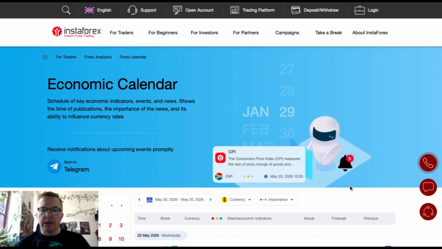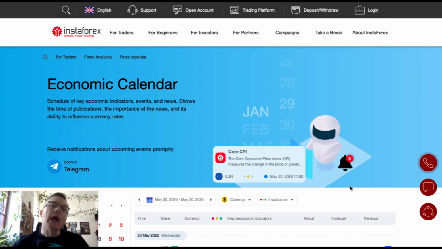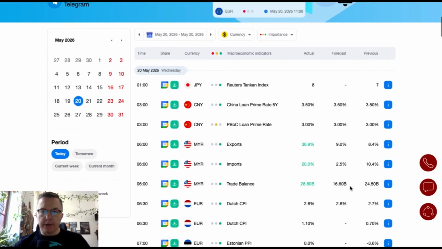Today is Wednesday, May 20th, 2026. Let's take a look at the Forex economic calendar for today. What do we have here? Let me just switch to the very important data.